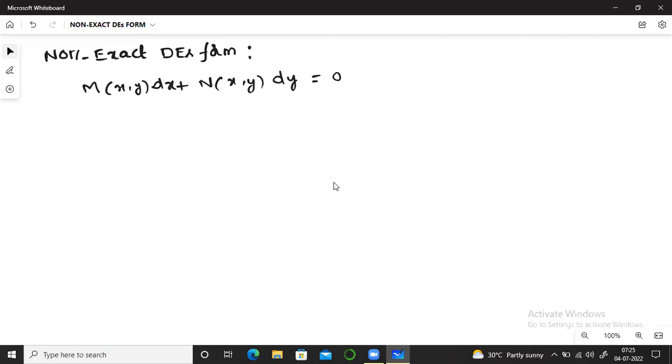Hello everyone, my name is AMMAJI DUPPADA, and today in this session we are going to see non-exact differential equations. In that form, how to solve a particular non-exact differential form equation.